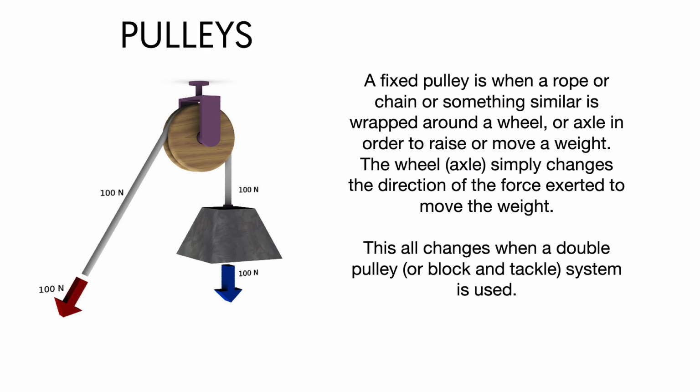First, let's start with a simple fixed pulley system. A fixed pulley is when a rope or chain or something similar is wrapped around a wheel or axle in order to raise or move a weight, like this. In this case, the wheel or axle simply changes the direction of the force exerted to move the weight.